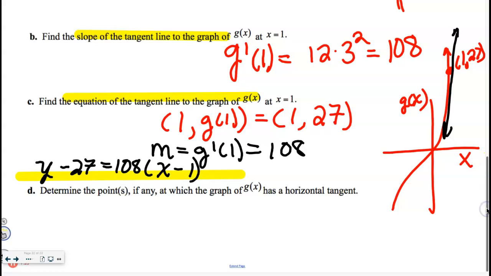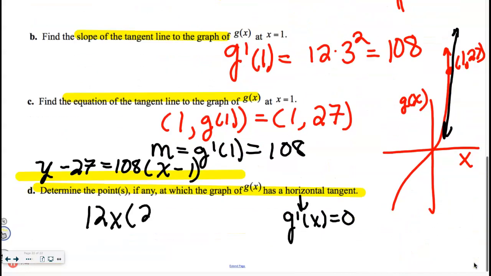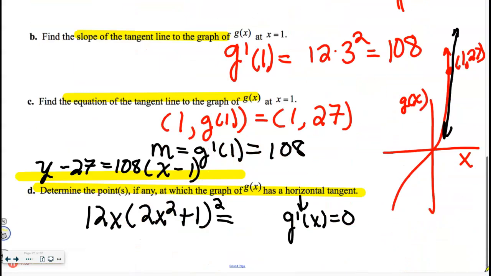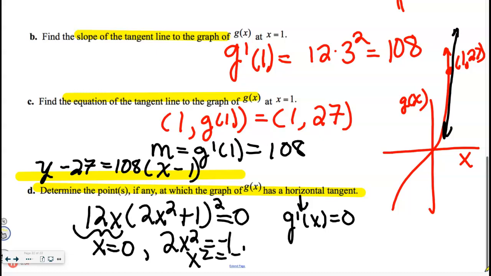Determine the points at which the graph of g of x has a horizontal tangent. What that means is its derivative has to equal 0. So I'll go back to my derivative from part A, 12x times (2x squared plus 1) squared. And I need to figure out where that equals 0. It's 0 either when 12x equals 0, or x equals 0, or when 2x squared plus 1 equals 0. And a number squared can't be negative, so that's not going to give me any solutions.